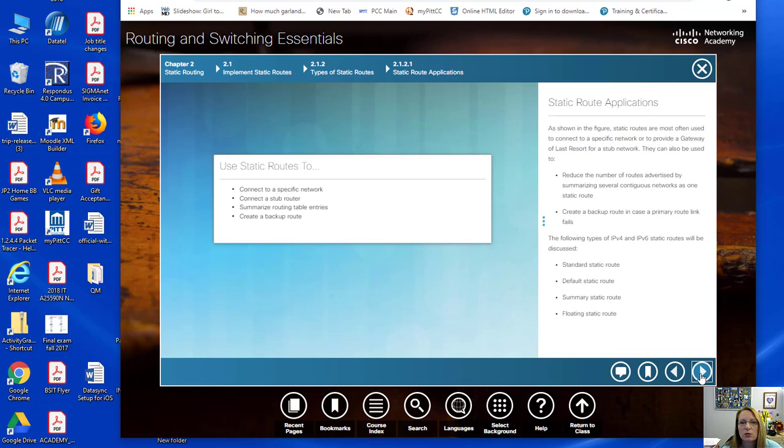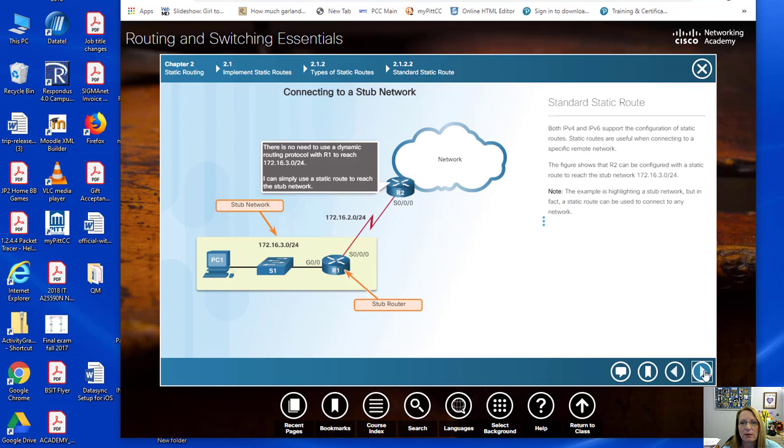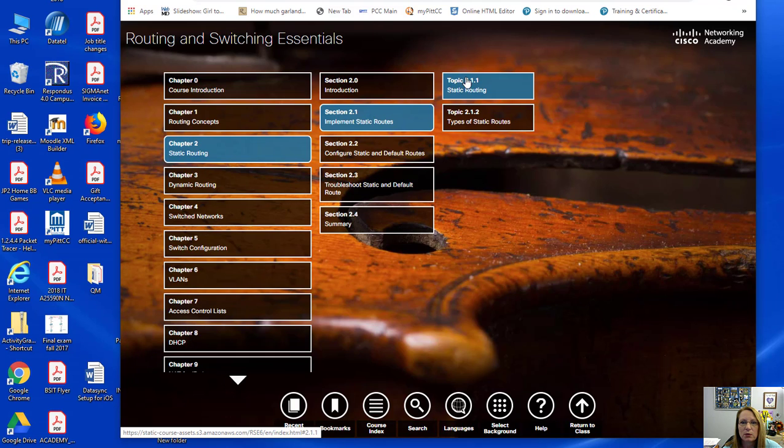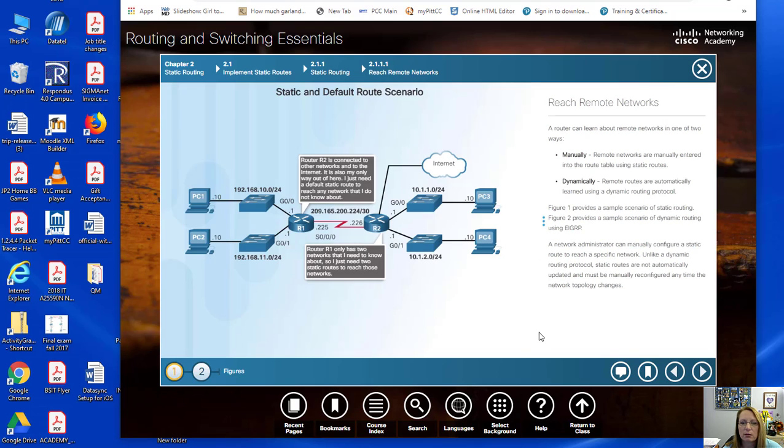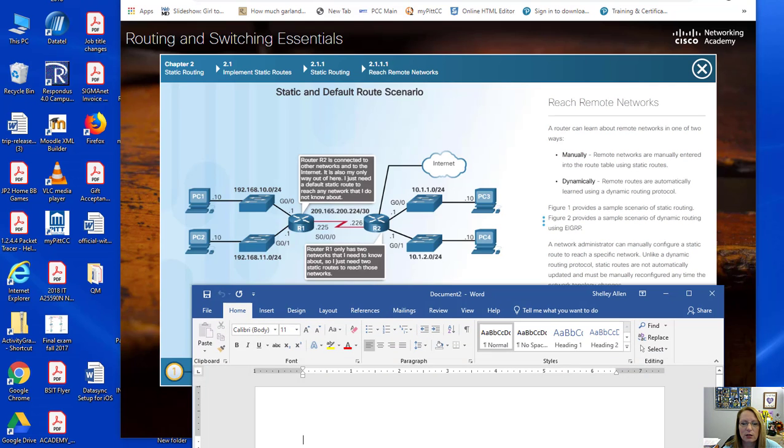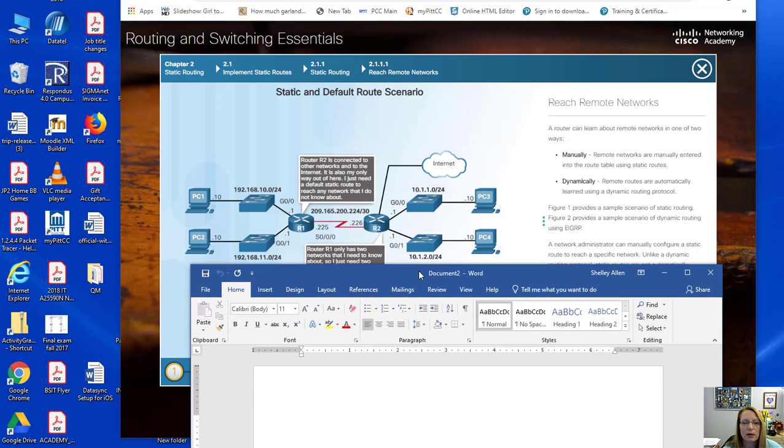Okay. So I'm going to show you specifically some of these ways you can configure static routes. So a standard static route. A standard static route is the default one, and I'm going to go back to the beginning of the chapter with the scenario where I was showing you here, because to me I like this scenario. You can see it a little bit better. And I'm pulling up this Word document, and in this Word document I'm going to actually show you how you would configure this. Hopefully you can see all this on the screen.